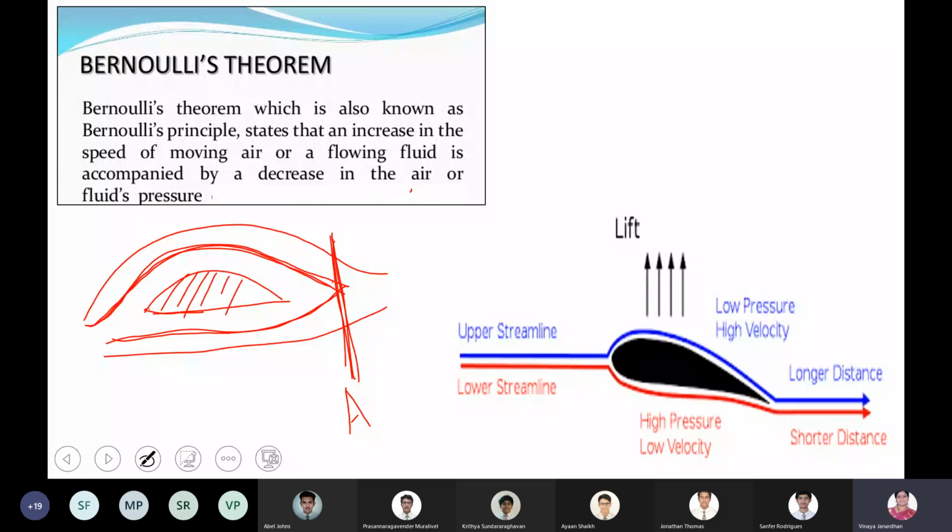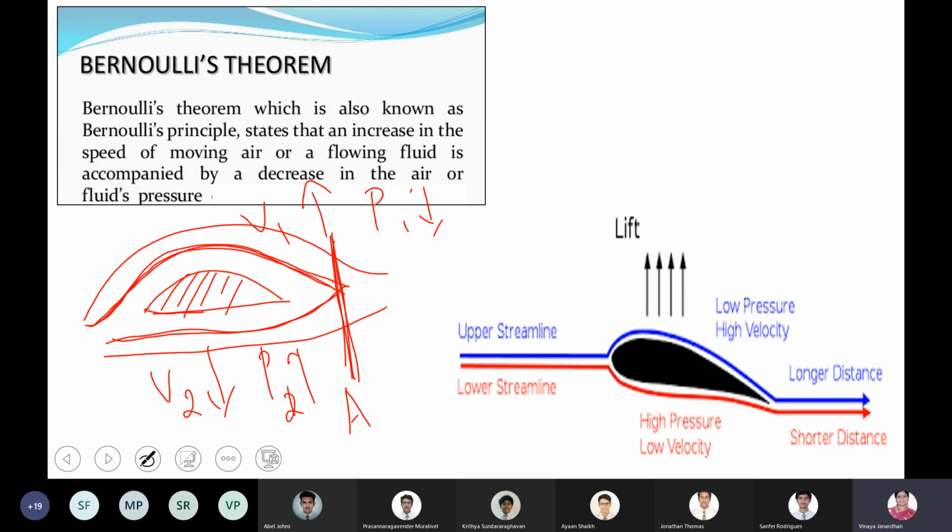The other person is traveling a shorter path. If you want to reach the same destination, when you're taking a longer path, you have to walk fast. The other person taking a shorter path can walk slow so that both of you will reach the same point. So what they are saying is, on the top surface, the velocity of air is higher, so the pressure will be lower. On the lower surface, the velocity of the air is lesser, so the pressure will be higher.